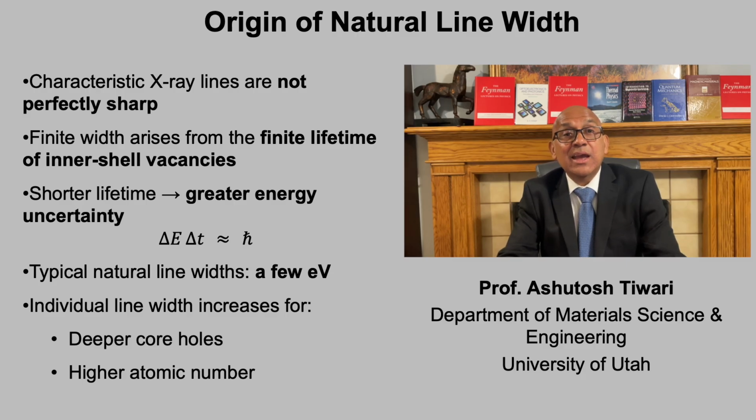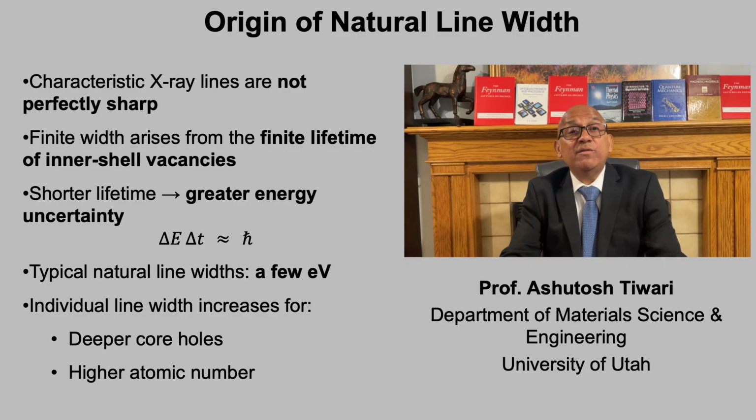in energy. As a result, each characteristic X-ray line has a small but finite width, typically on the order of a few electron volts. The natural width of an individual line increases for deeper core holes and for heavier elements, because those core holes decay more rapidly. At the same time, as atomic number increases, the energy separation between different subshell transitions becomes larger. This is why light elements often show a single unresolved peak, while heavier elements display multiple resolved lines, as seen in the spectra here.